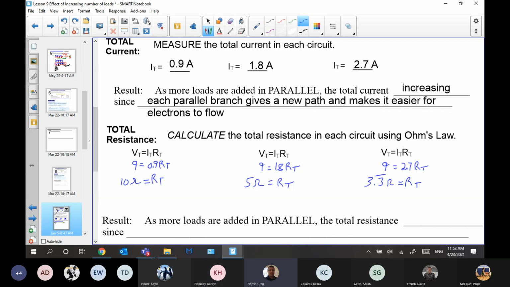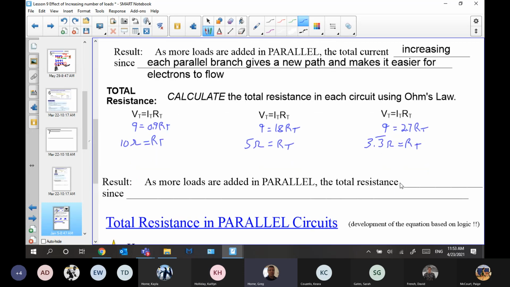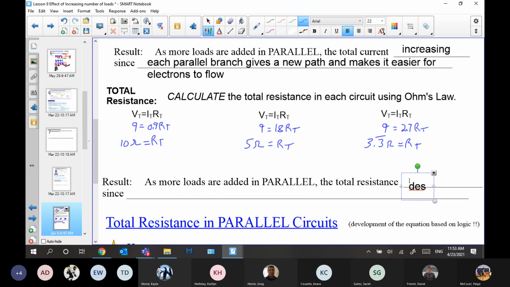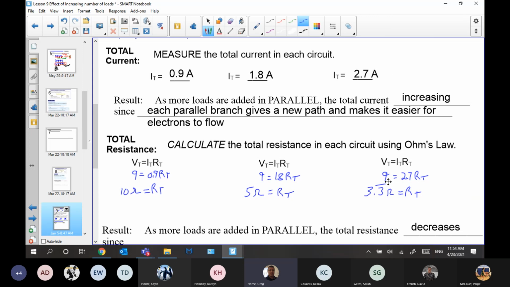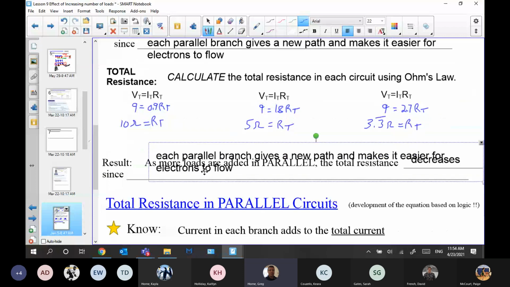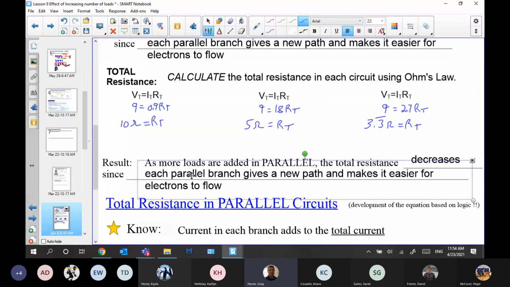Perfect, I love it. All right, so we can tell that as more loads are added in parallel, the total resistance decreases. And of course, that's because each parallel branch makes a new branch, makes it easier to flow.